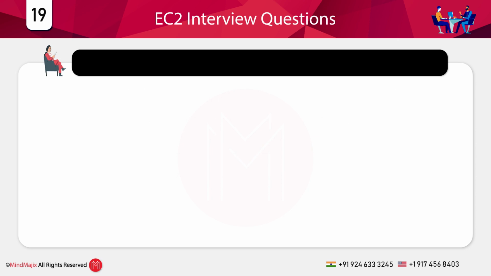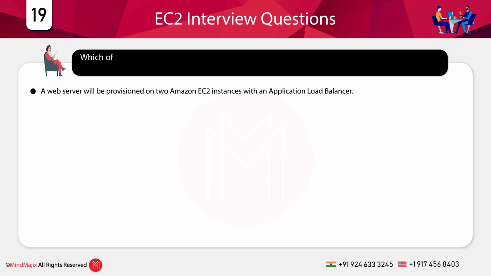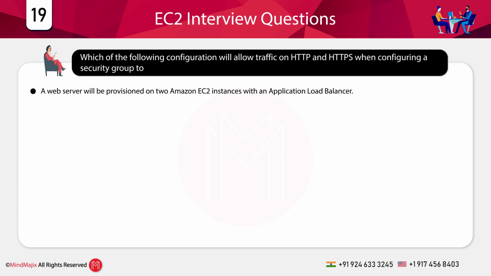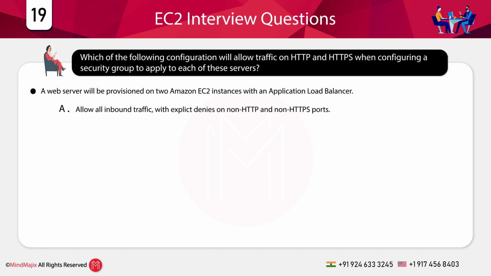Question number 19. A web server will be provisioned on two EC2 instances with an Amazon application load balancer. Which of the following configurations will allow traffic on HTTP and HTTPS when configuring a security group to apply to each server? So which of the configurations will allow HTTP and HTTPS traffic? And we have two EC2 instances with a load balancer. We have already performed this.